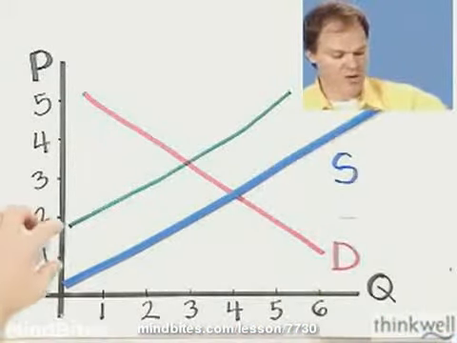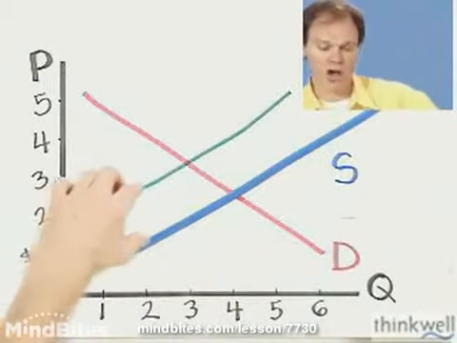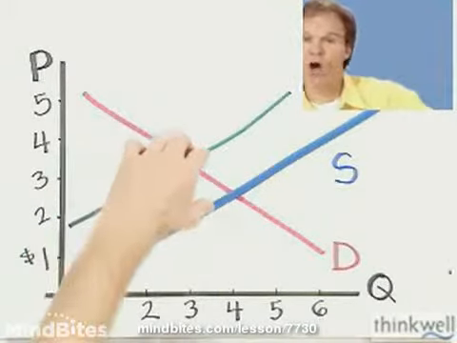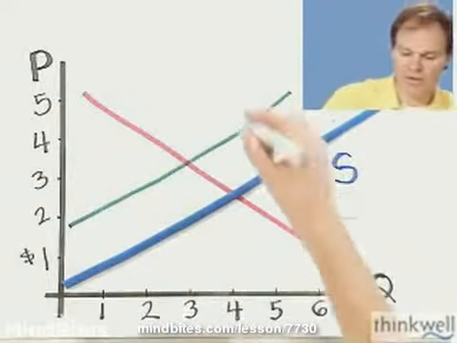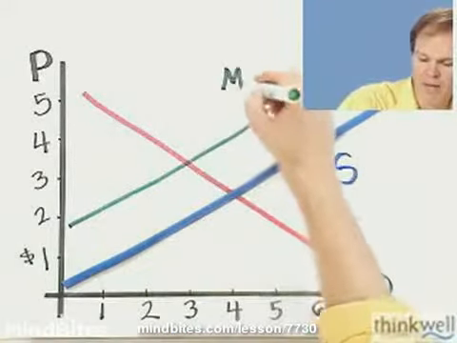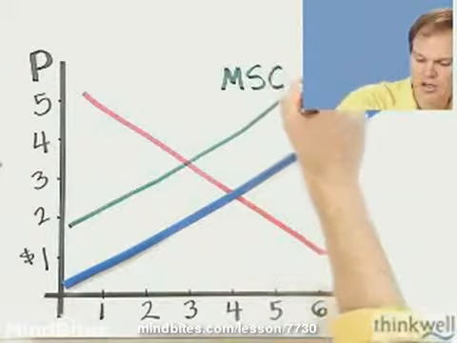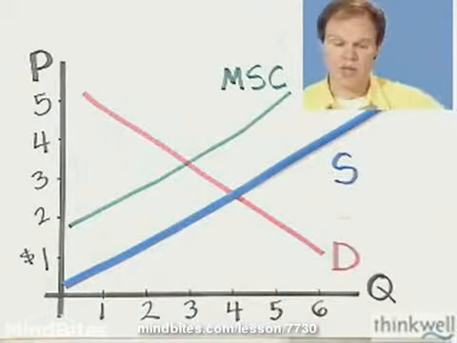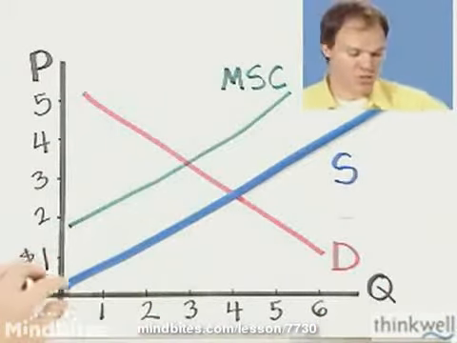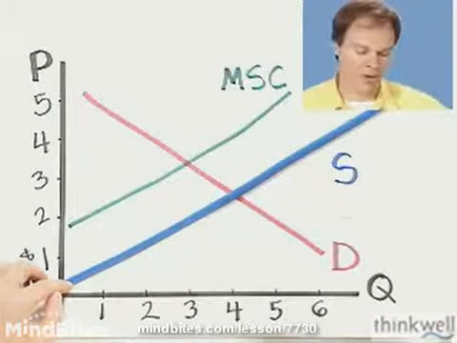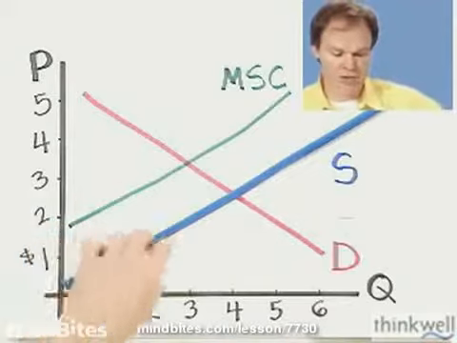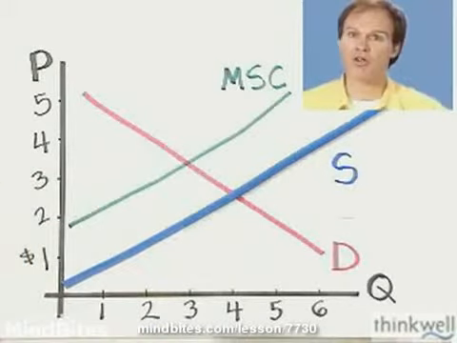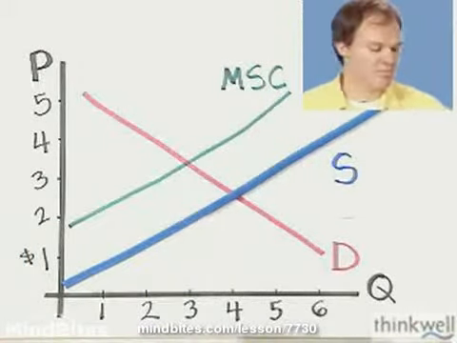So what I've done here is I've added the pollution cost of box making onto the private costs of the box maker and gotten a new curve that we'll call MSC, marginal social cost. Marginal social cost is equal to the private costs of the box maker plus the external cost of the pollution. Add those together for every box and you get the marginal social cost curve.